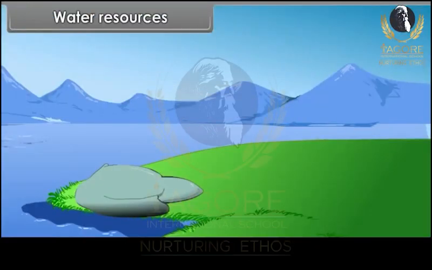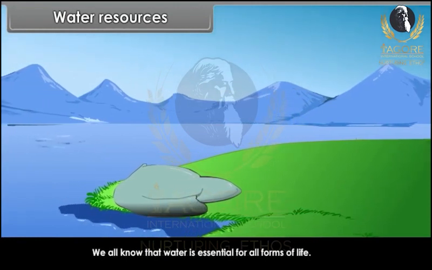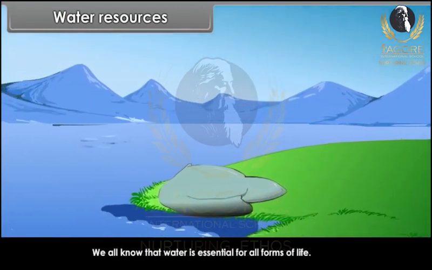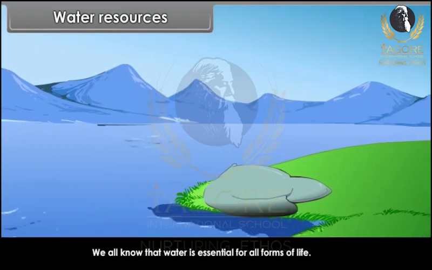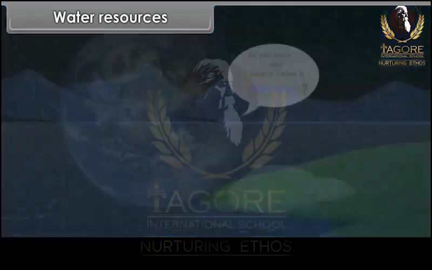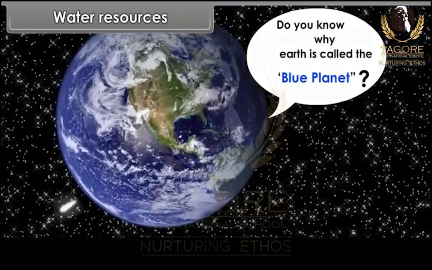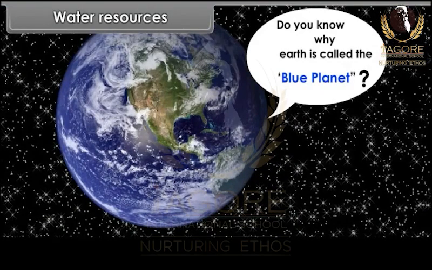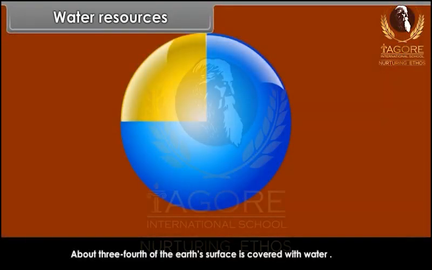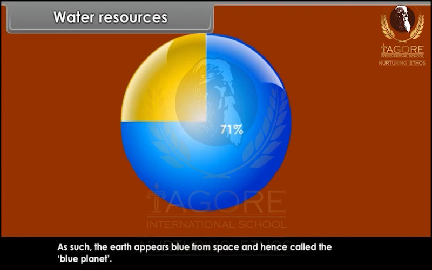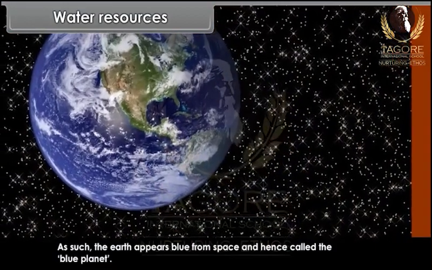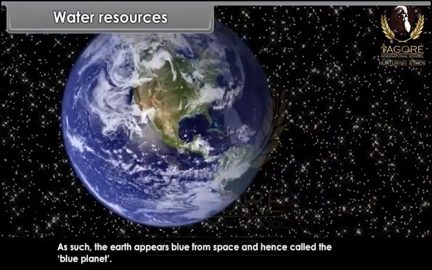Water resources. We all know that water is essential for all forms of life. Do you know why Earth is called the blue planet? About three-fourths of the Earth's surface is covered with water, 71%. As such, the Earth appears blue from space and hence called the blue planet.